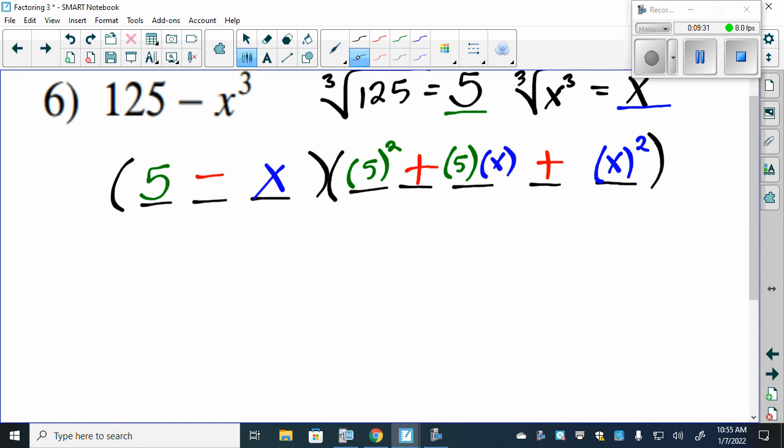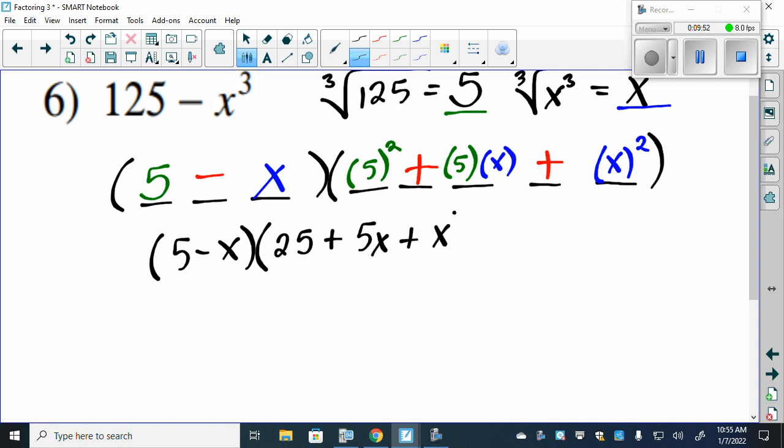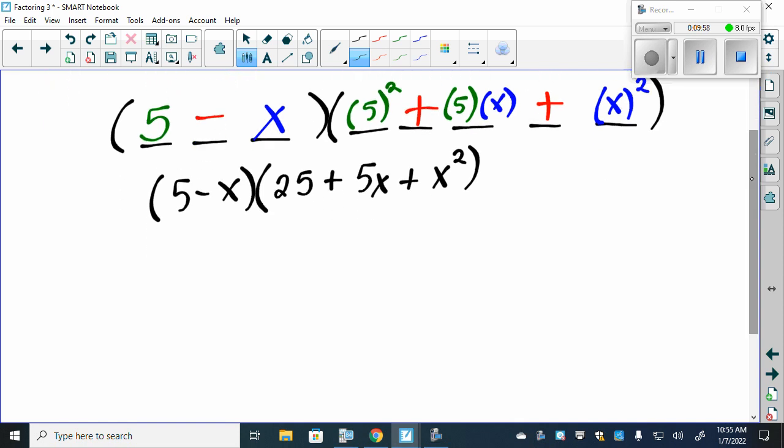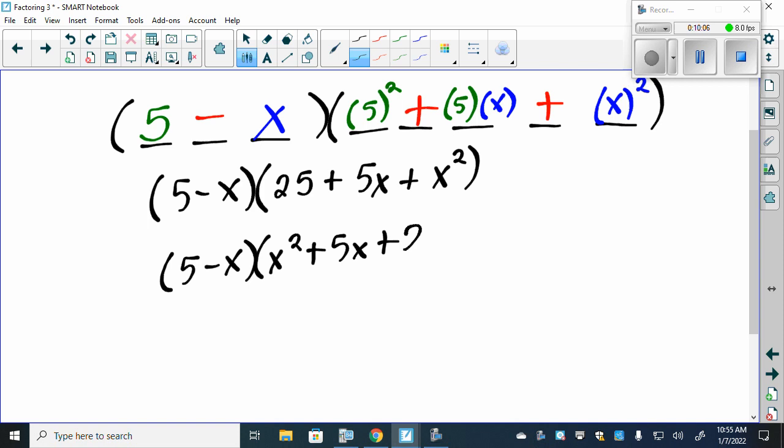Any questions on this here before we simplify? Now the first set of parentheses, we can leave it as 5 minus x. And the second one, well, 5 squared is 25. Plus 5 times x is 5x plus x squared. Now, if we wanted to, I would leave the first one as 5 minus x, but we could actually rewrite the second one as x squared plus 5x plus 25 because we can rearrange that order.